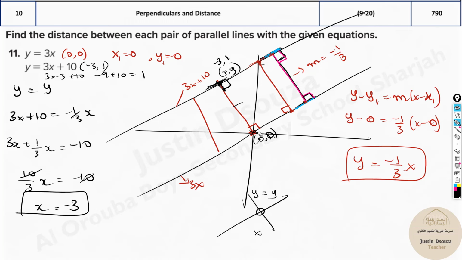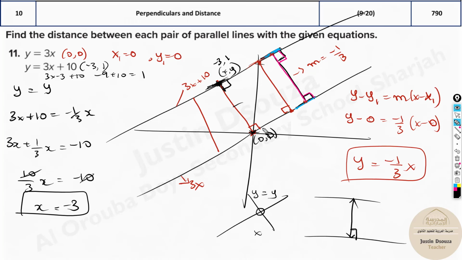So now what do these points tell us? These points tell us the distance between these two is the perpendicular distance. Perpendicular distance means that's the distance. You can't find just any distance. If you have two parallel lines like this, to find the distance, you always have to find the perpendicular distance, which is at 90 degrees. That's the altitude or the height. So this is the thing.